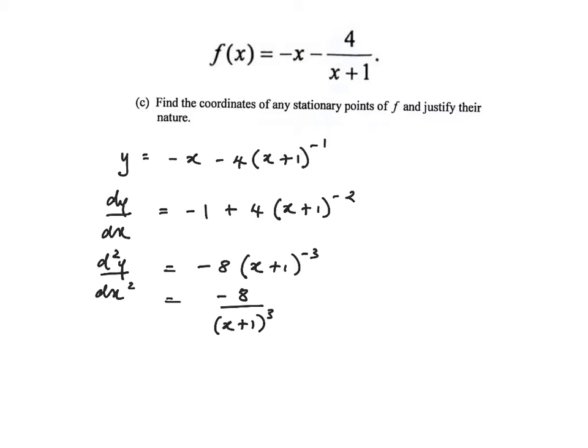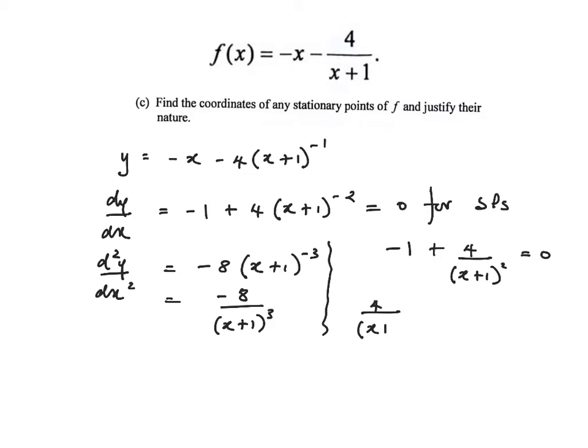So for stationary points, what we want to do is to set dy by dx equal to 0. So that's minus 1 plus 4 over x plus 1 all squared equals 0. And I'll split these terms up. That deals with the negative 1. Multiply by x plus 1 all squared.